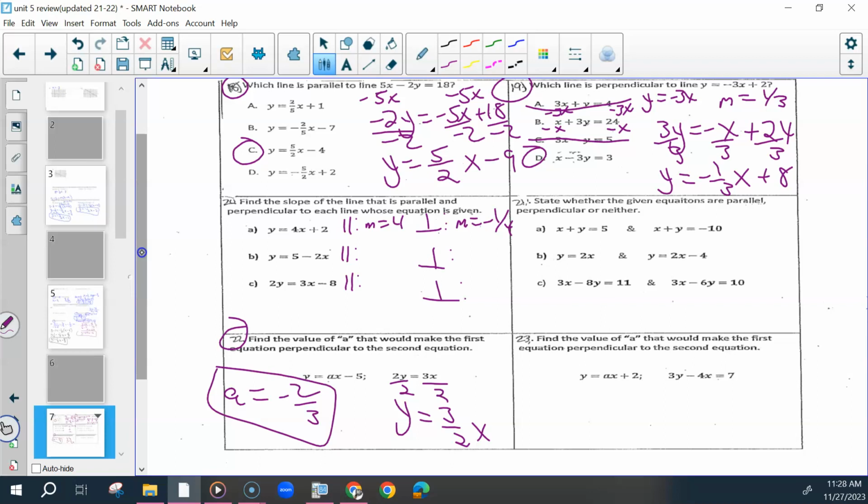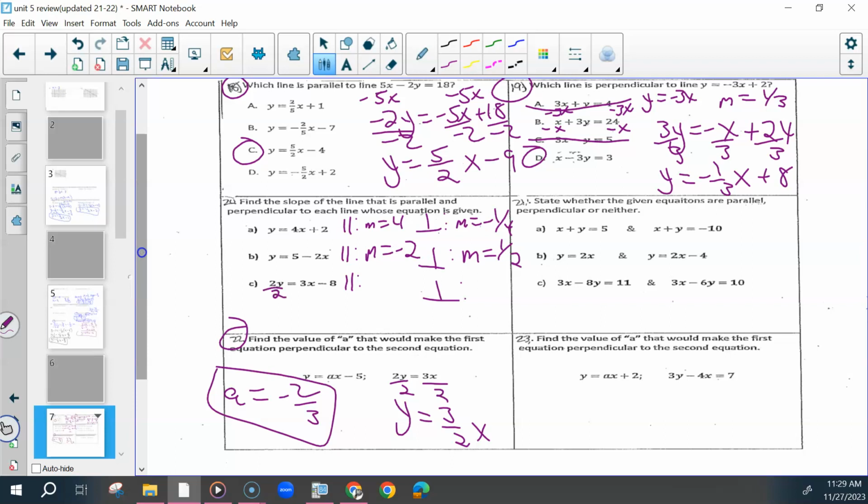So you don't have to switch them, but you can if it helps you. If we were looking for a slope that is parallel to this equation, what would that be? -2. What would a slope that is perpendicular to this be? Positive 1/2. C, we have to solve.